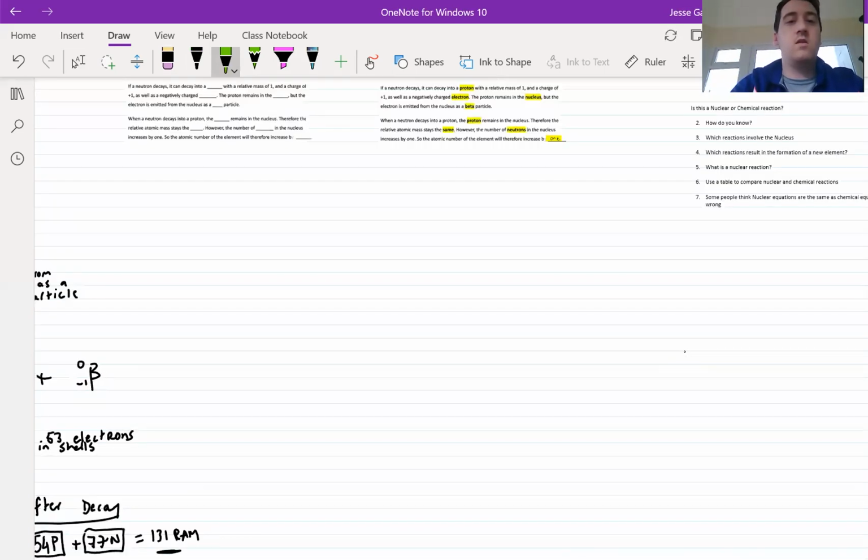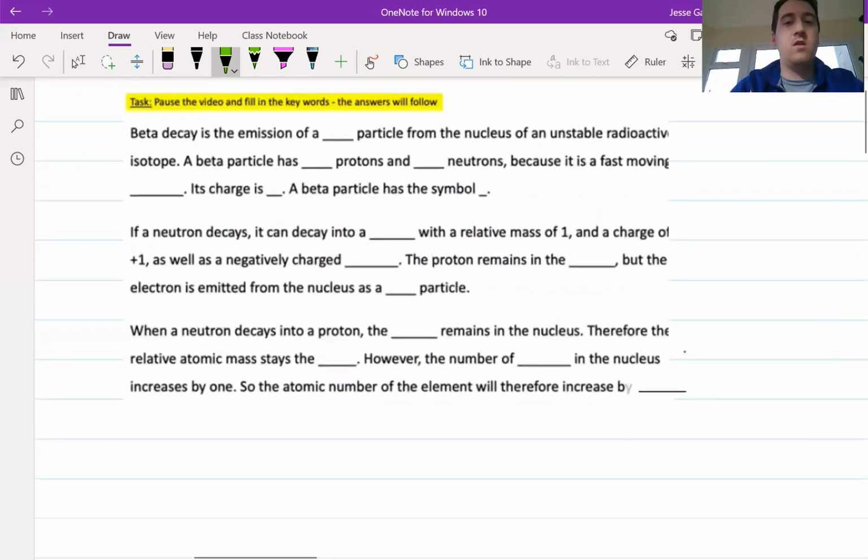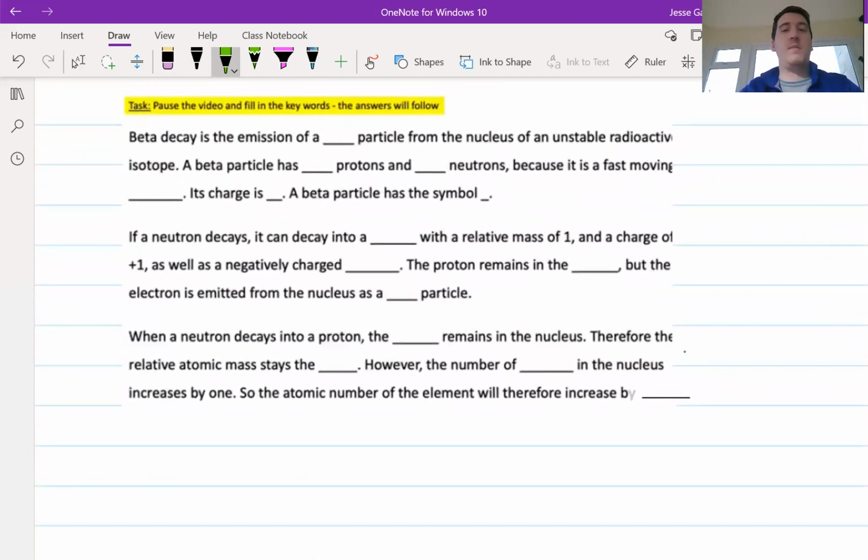What I want you to do is I want you to pause the video and I want you to complete the paragraph, but fill in the key words. So don't just write the key words, write the whole paragraph, fill in the key words. Okay, it's really important for making your scientific writing better and linking ideas together. And that helps you learn things better for the long term. So do that now, please.